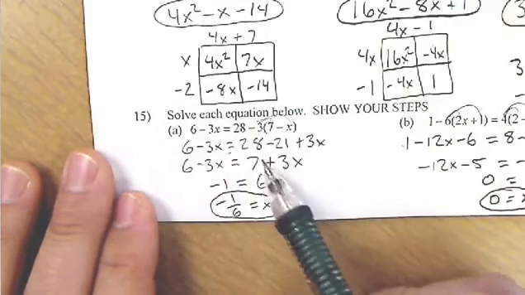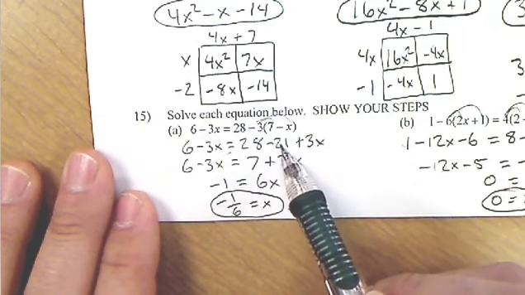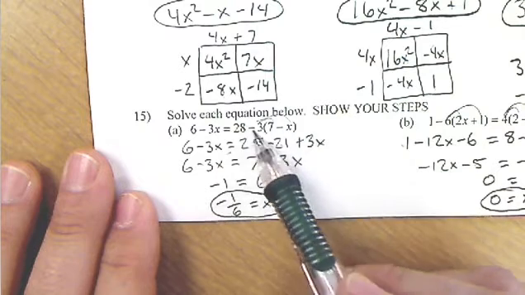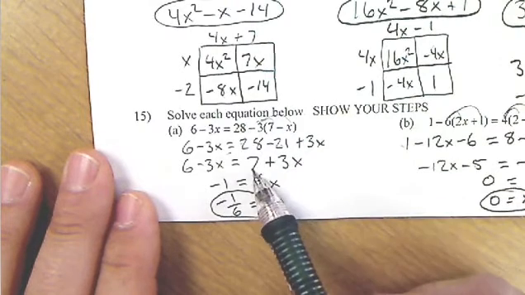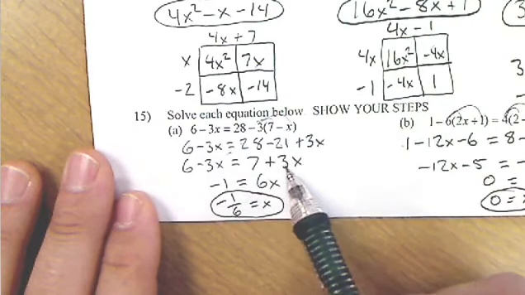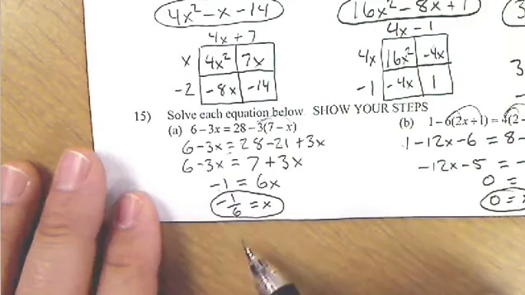Distribute, distribute. So I get the 28 and then the negative 21 and the positive 3x. Combine like terms. Add 3x to both sides. That's how the 6x got there. Subtract 7 from both sides. That's how the negative 1. So it's negative 1 over 6.